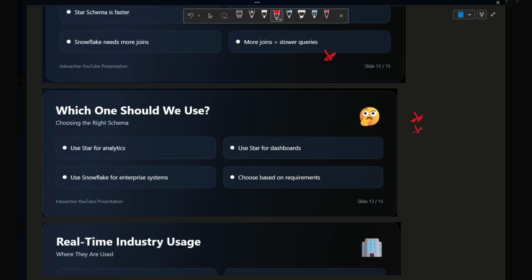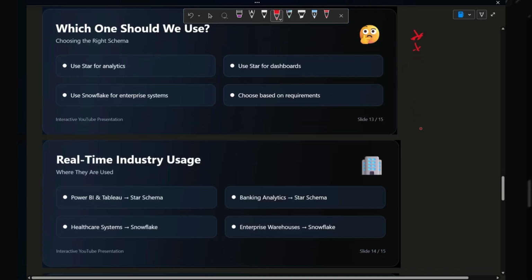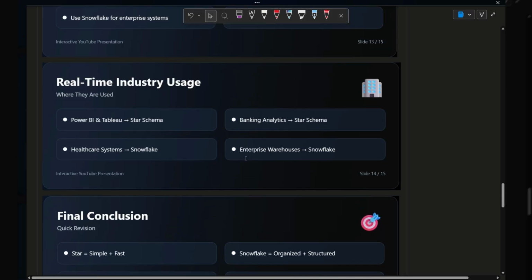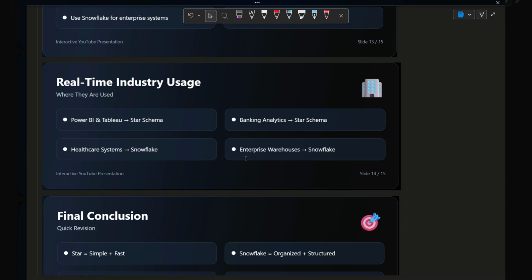And we should use Snowflake for enterprise systems. Obviously, we need to choose based on the requirements of that particular day. So in most cases, in Power BI and Tableau, we use star schema. In banking analytics also we use star schema because we need faster output. In healthcare systems we use Snowflake. In enterprise warehouses we use the Snowflake system.